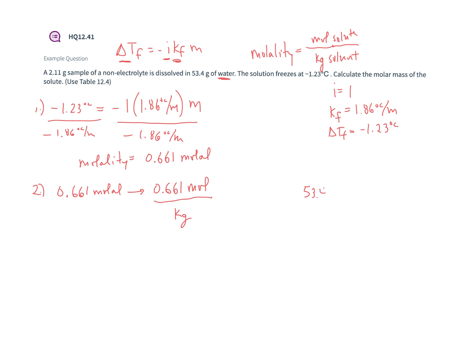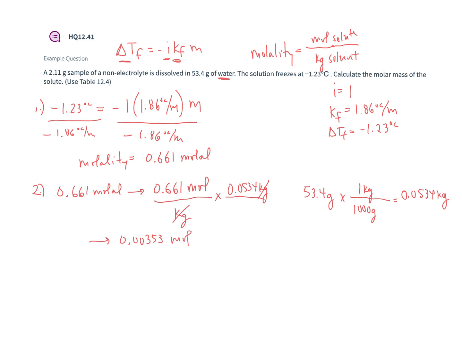So I have 53.4 grams of water. I know that in 1 kilogram I have 1,000 grams. So I divide that by 1,000, and the mass of my solvent is 0.0534 kilograms. I'm looking to get moles, so I'm going to multiply by the mass of that solvent. I multiply by 0.0534 kilograms, and my mass cancels out and leaves me with approximately 0.00353 moles.